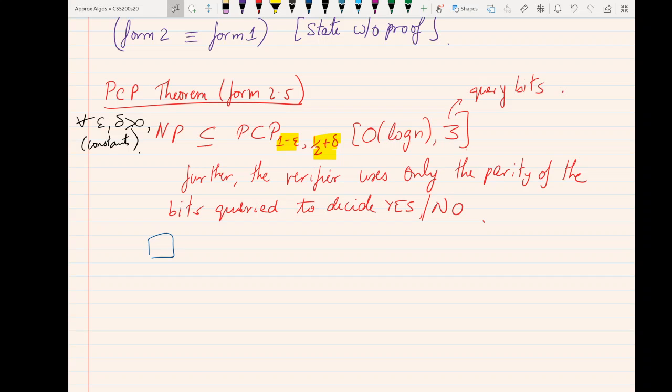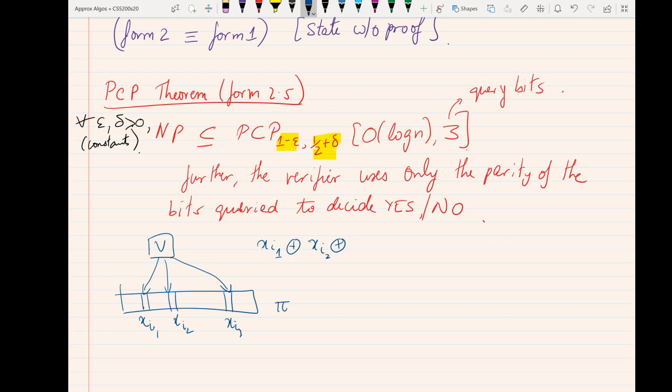So what the verifier does is, given the proof in this encoded form, it chooses 3 locations based on the outcome of the random coin tosses. Let me say it is xi1, xi2, xi3, and it looks at xi1 XOR xi2 XOR xi3 and decides whether this is 1 or 0, and appropriately says yes or no. So the decision again depends upon the verifier. It may say yes on 1 or yes on 0 depending on what random coins come up.